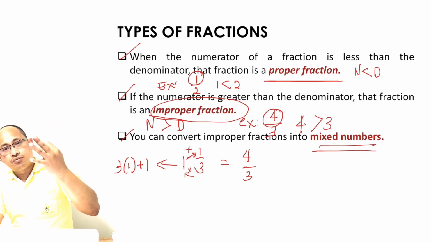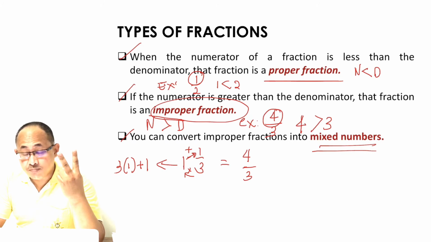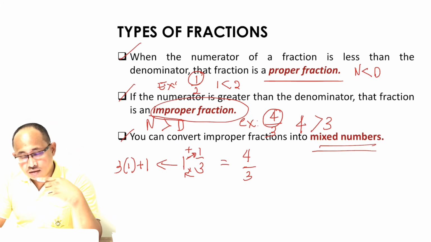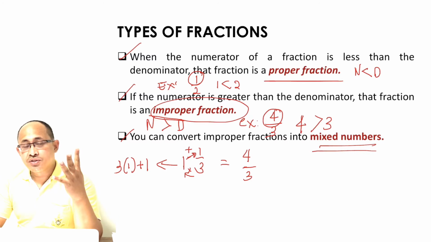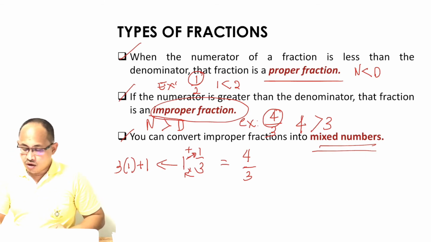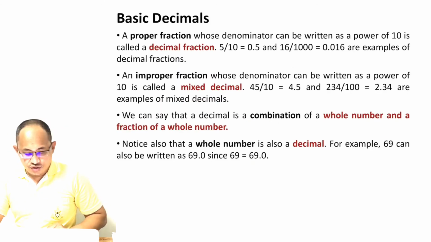So there are three types of fraction. Remember this: the proper fraction, for which the numerator is lesser than the denominator. Next is the improper fraction, which is the numerator is greater than the denominator. And then we convert improper fractions to mixed numbers. Those are the three types of fractions.